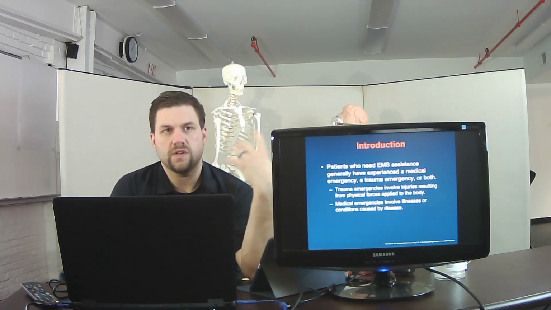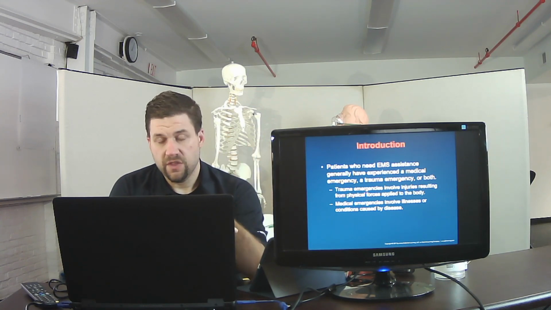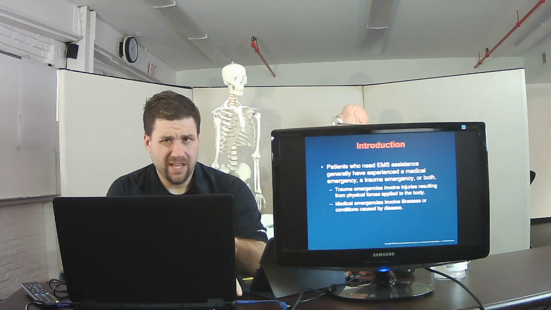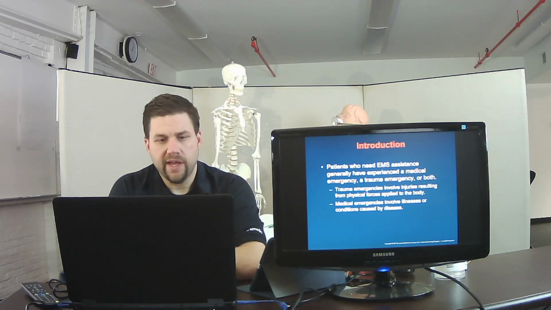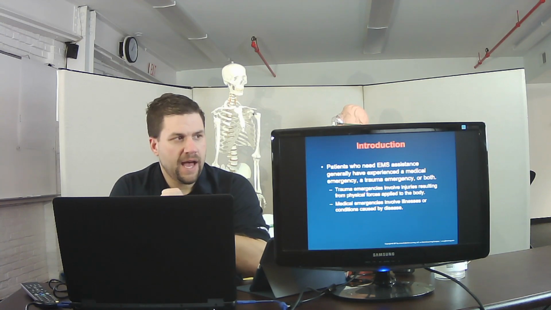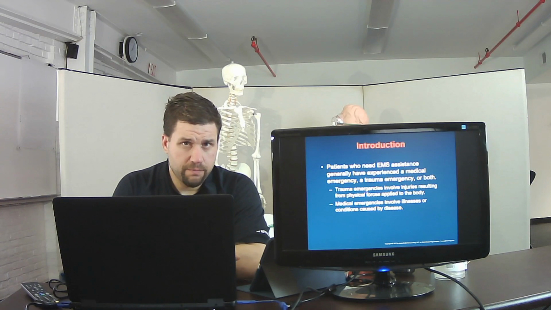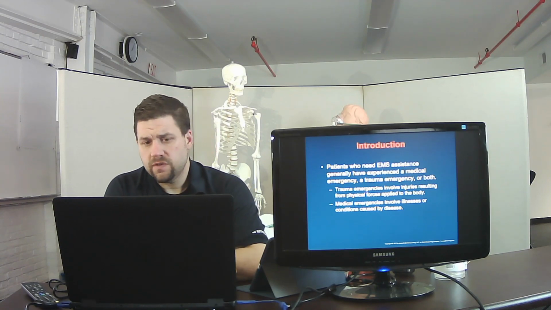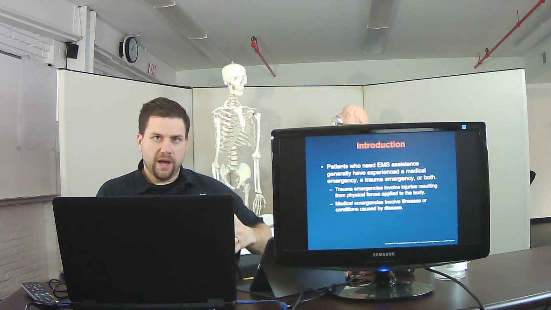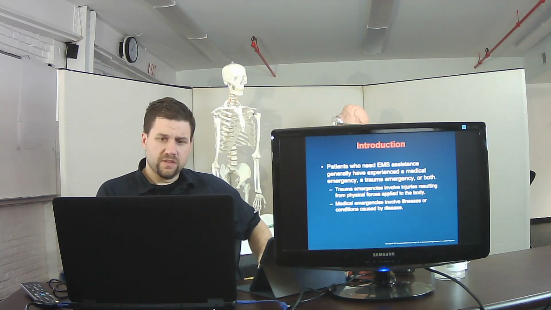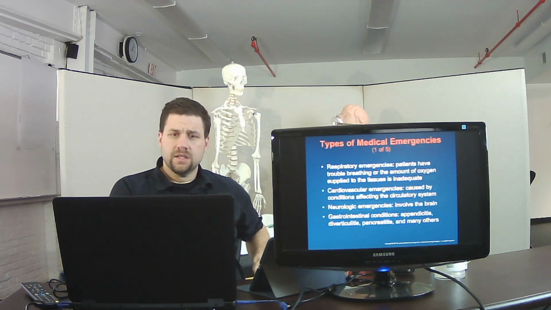And really this is just kind of a broad idea of medical emergencies. This is really short. This is probably going to be a 10-minute video at the most. We're going to talk about people who are calling EMS and they need our assistance because they've had a medical or traumatic emergency, or sometimes they've had both. So traumatic emergencies involve injuries resulting from physical forces that are applied to the body. Medical emergencies involve illnesses or conditions that are caused by disease.